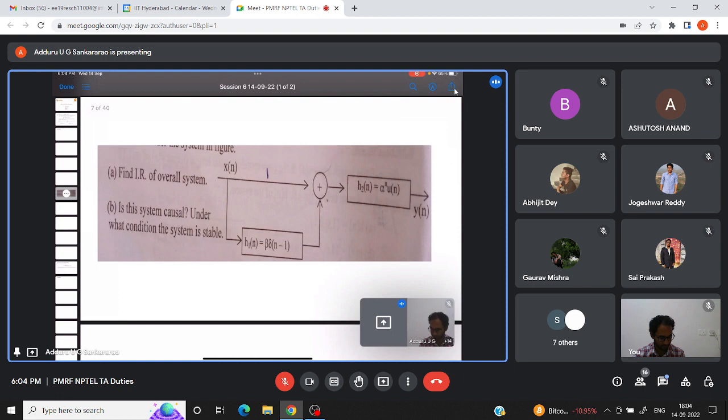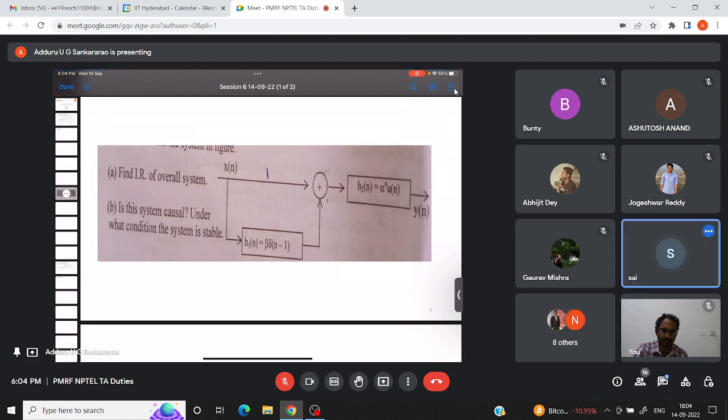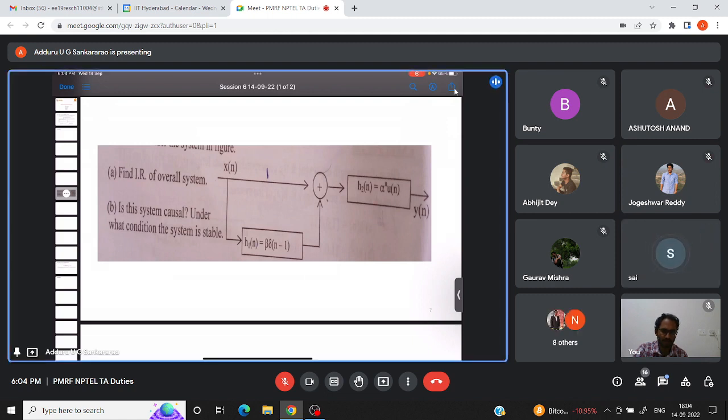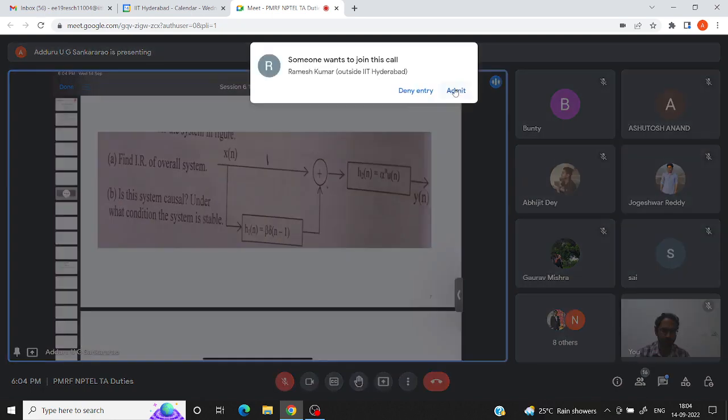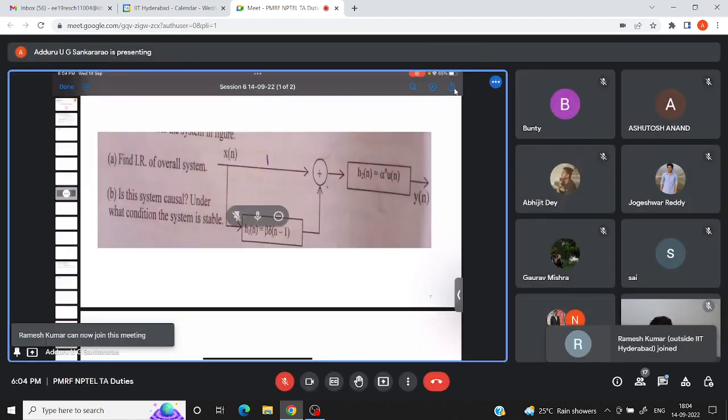This is the problem you can see here. For an LTI system, the system is given in the form of a block diagram. First, you need to find the impulse response of the overall system. Second, is this system causal? And third, under what conditions is the system stable? So this is the question. Just have a look at the question, then we'll solve it. This is the system given.